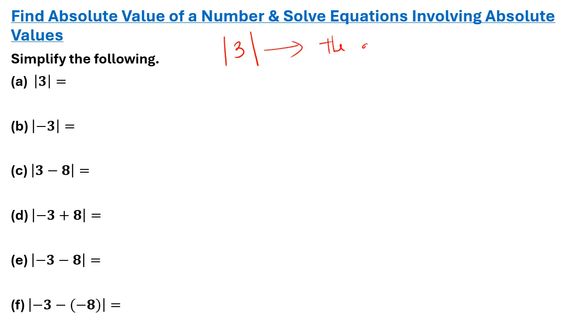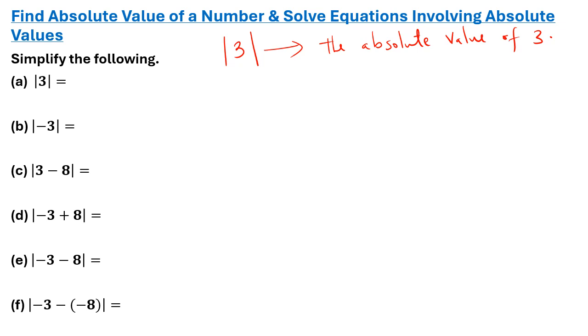The absolute value of 3. So the meaning of absolute value of 3 is actually the distance of 3 from 0. The distance of a number from 0 is the meaning of absolute value.